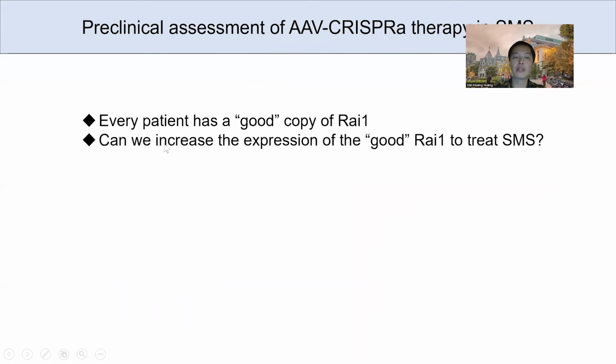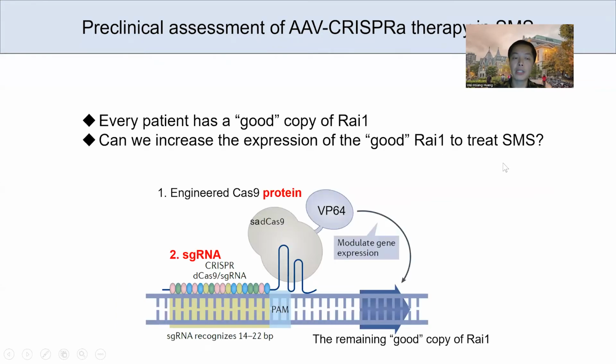So another way is how do we increase the expression of this good copy to treat SMS? We're using a technology called the CRISPR activation system. Basically, it has two components. One component is the RNA component. This molecule here will direct the other component, the protein component, to the RAI1 gene.